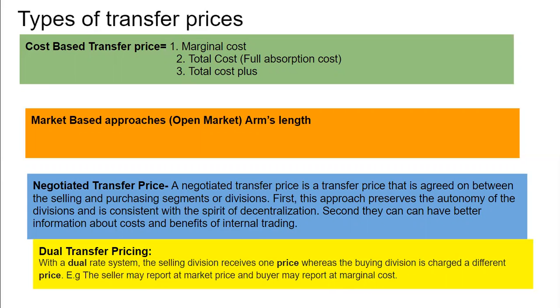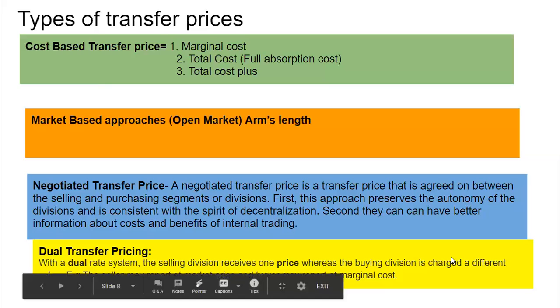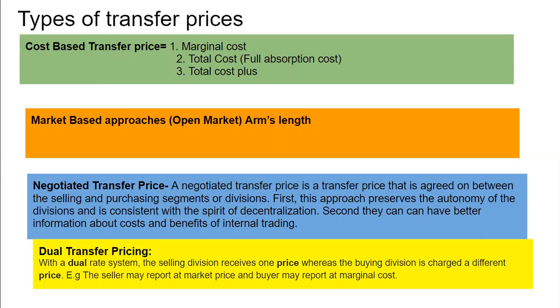At times, there is a concept of dual transfer price. With the dual transfer pricing system, the selling division receives one price while the buying division is charged a different price. Just for reporting purposes, it may be that the selling division is charged at a market price. Let's suppose it was 30. And the buying division is just charged at marginal cost, minimum 20. Okay, so maybe in that case, both would be happy, and the group would be happy at the same time.